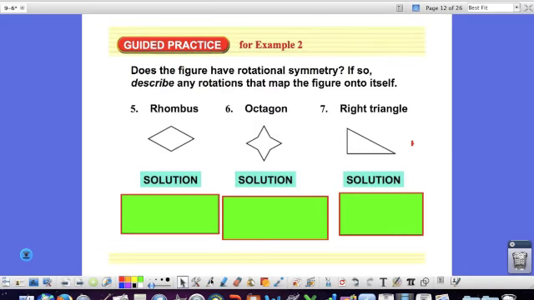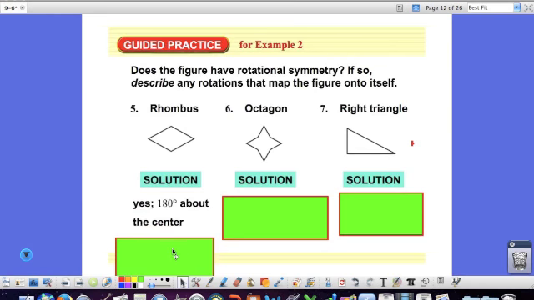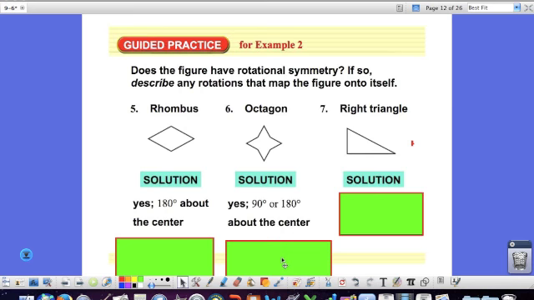Do the figures have rotational symmetry? If so, describe the rotations that map the figure onto itself. So a rhombus has rotational symmetry, 180 degrees about the center. This octagon has rotational symmetry if I rotate it either 90 or 180 degrees, either direction, clockwise or counterclockwise, about the center. The figure is mapped onto itself. The right triangle does not have rotational symmetry.